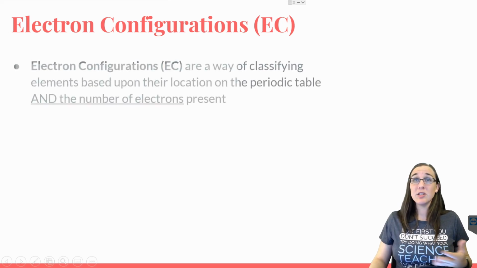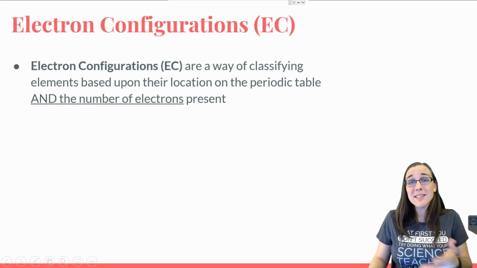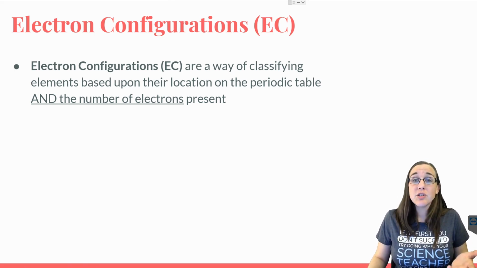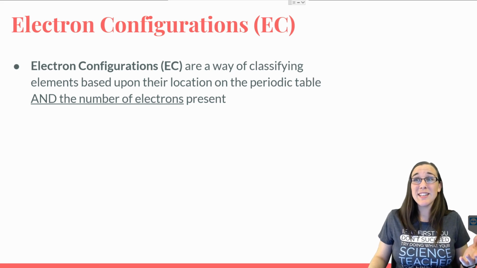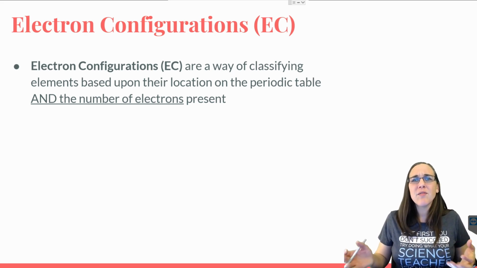So electron configurations, what are they then? Essentially, they're a way of classifying an element. So other than saying fluorine, I could show you this long list of numbers and letters, and you'd be like, oh, that represents fluorine. It's kind of like computer code.